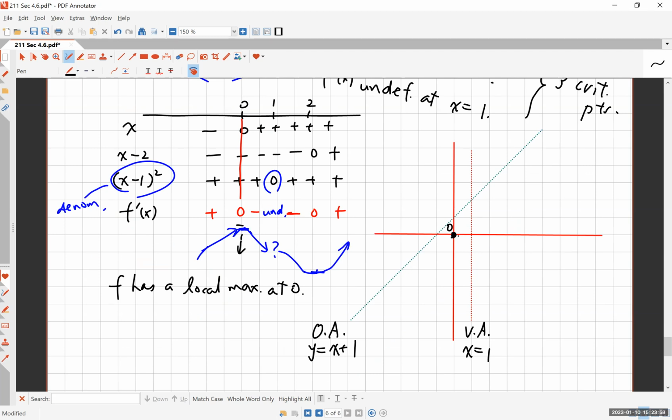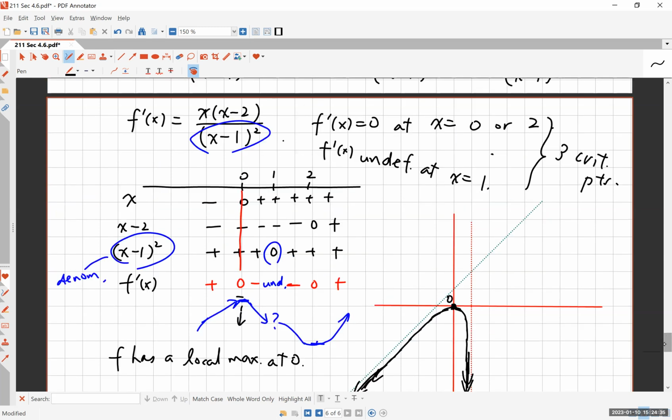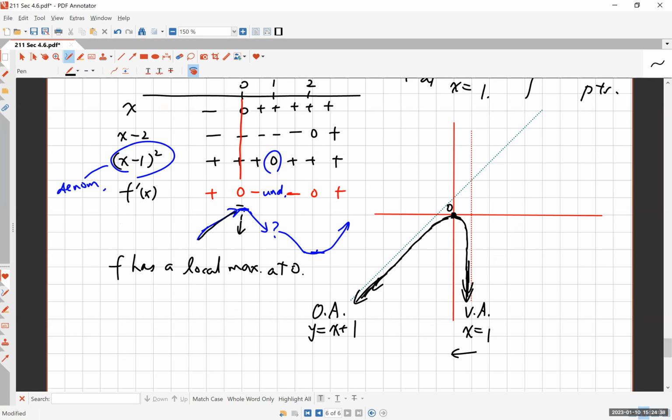Okay, and so it's really easy to graph the rest of this, at least on the left-hand side of the vertical asymptote, because we have this point, and the graph has to approach the oblique asymptote, and this is the maximum point, so it has to go this way. Because it's a maximum point, it has to start to go down, and it has to approach the vertical asymptote. So you really don't have any choice but to draw that. This gets closer and closer to the vertical asymptote, and this one gets closer and closer to the oblique asymptote.